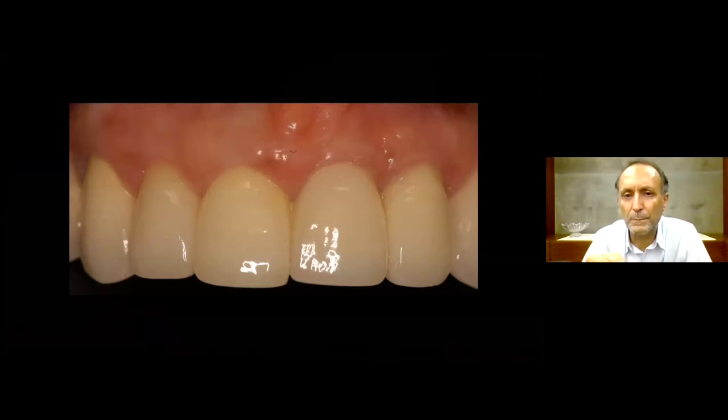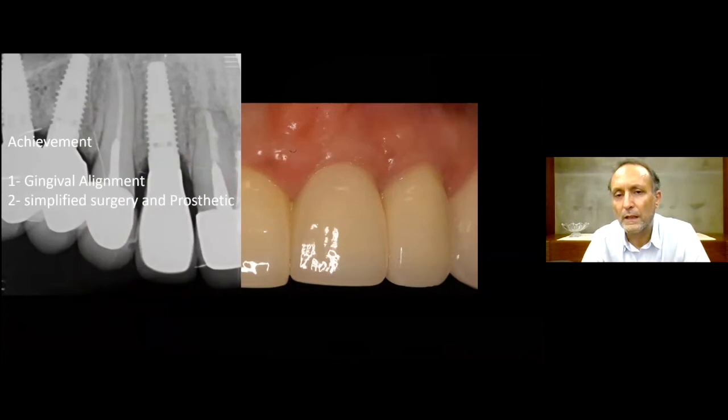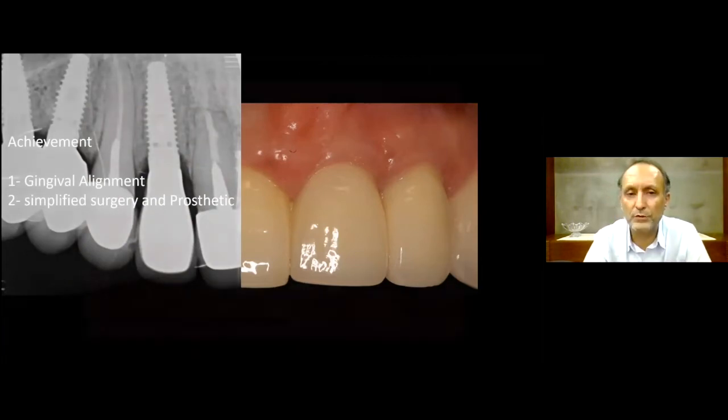Touching the scalpel or touching the blade would have obliged us to change practically most of the crowns that are in the mouth of this patient. What did we achieve? As you can see here throughout the time, we achieved a gingival alignment, we simplified the surgery and the prosthetic result. And we saved the adjacent teeth, saved money and time for this patient.